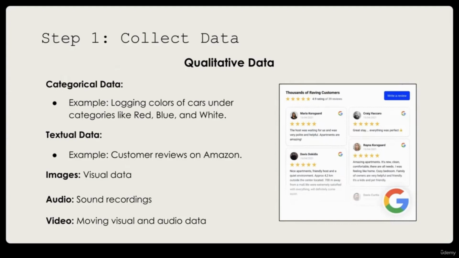Next, we have textual data. An example of this can be customer reviews on Amazon or on Google. An example of that is on the side. These all right here, believe it or not, is data. It's qualitative data, which, as we reviewed in the first video, businesses can use. Another way to look at qualitative data is through images, audio, and video. These are all obviously just visuals or recordings that can be used to decipher something into a topic.